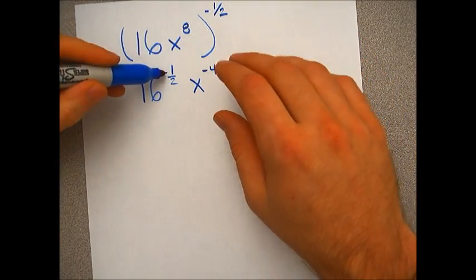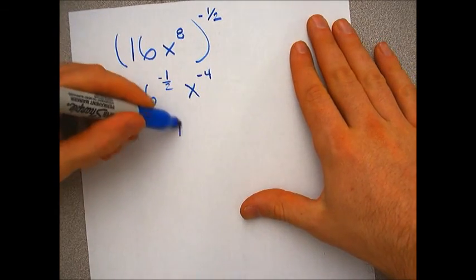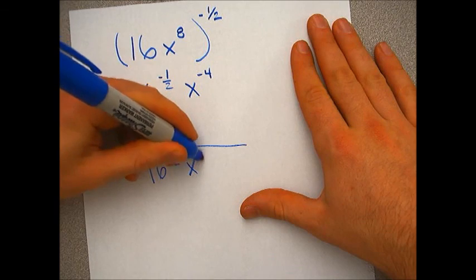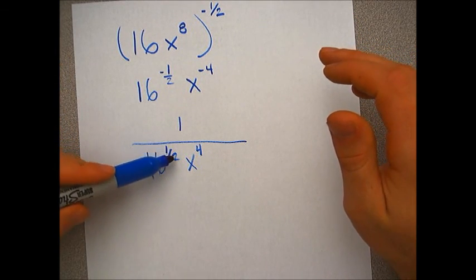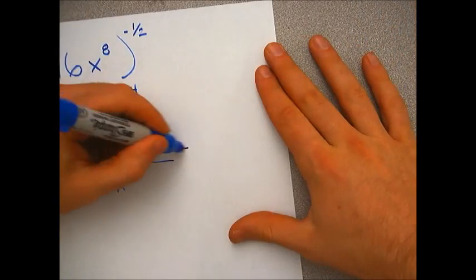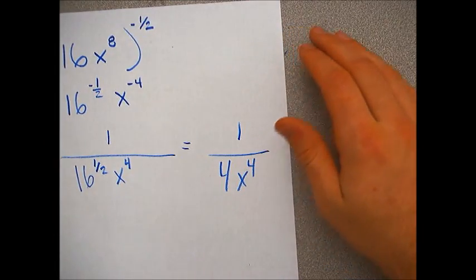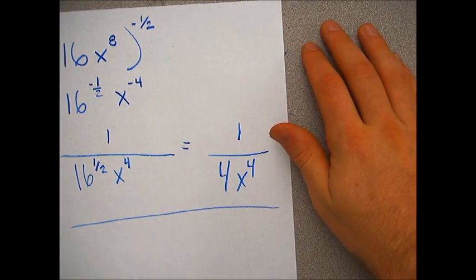Well, what does a negative power tell me to do? It tells me to immediately flip it. So this is really 1 over 16 to the 1/2 x to the 4th. And what's the 1/2 power tell me to do? Power up top, root on the bottom. Do the root first. So this is really 1 over 4 x to the 4th.